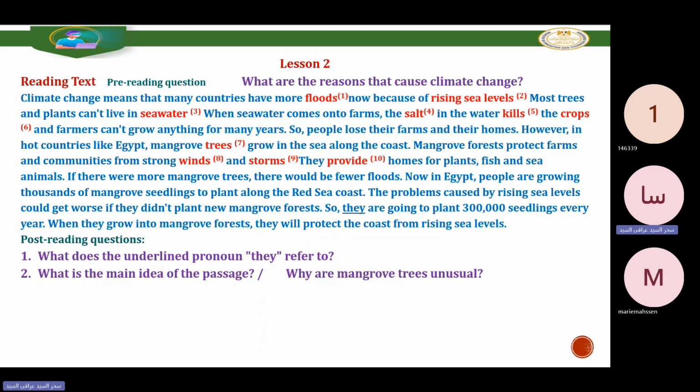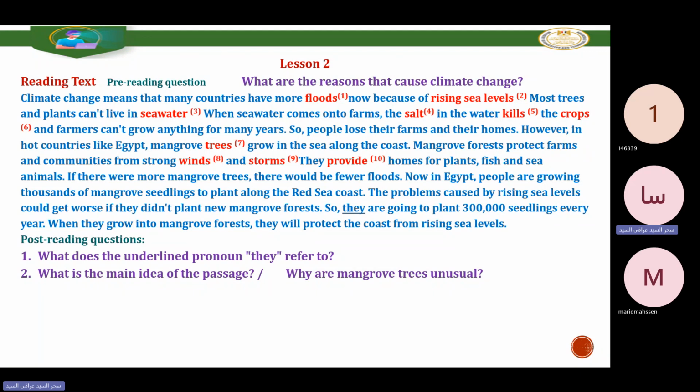Now in Egypt, people are growing thousands of mangrove seedlings to plant along the Red Sea coast. The problems caused by rising sea levels could get worse if they didn't plant new mangrove forests. So, they are going to plant 300,000 seedlings every year. When they grow into mangrove trees, they will protect the coast from rising sea levels.